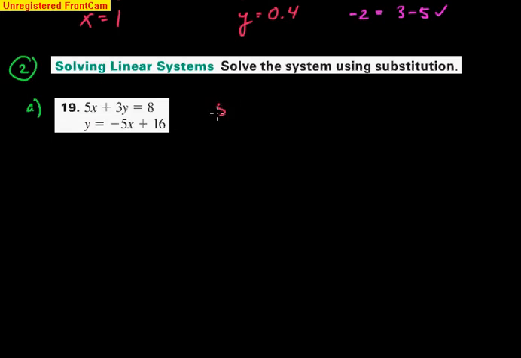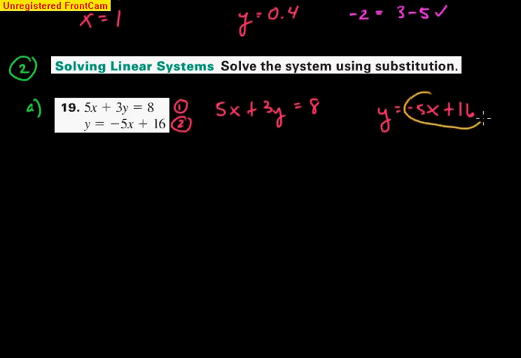So I'm going to write the 2 equations over here. 5x plus 3y equals 8. Y equals negative 5x plus 16. If you look, one of these equations is already solved for a variable, so you have to do nothing in step 1. That equation is the second one, equation 2. So if I label this equation 1, this equation 2. Equation 2 is already solved for. This equals y. So I take it and I plug it in for y into the first equation.